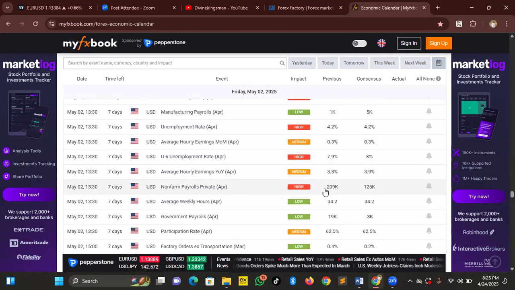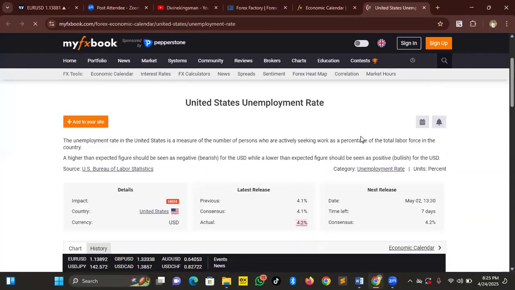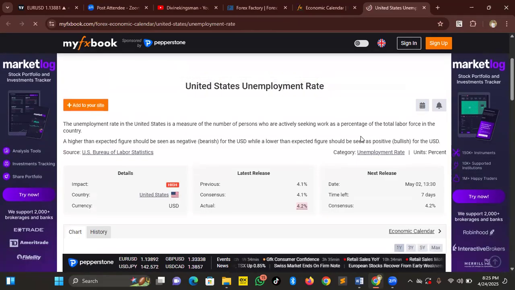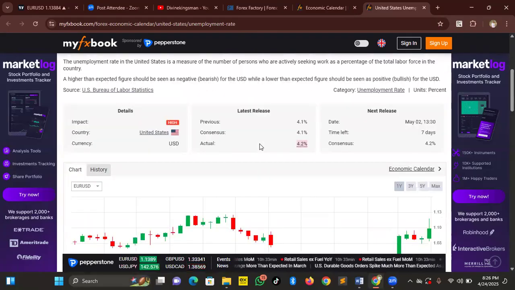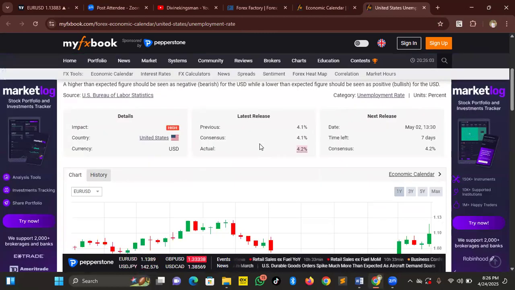Now, this is how it is. When you click on any of these, for instance, let's say we're clicking on this unemployment rate, you can see more information here. If you just read all these things, they say a higher than expected figure should be seen as negative, bearish for the US dollar, while a lower than expected figure should be seen as bullish for the US dollar. So you just need to read all this and see which one really aligns with your technicals to be able to trade it well. So let's really move ahead.